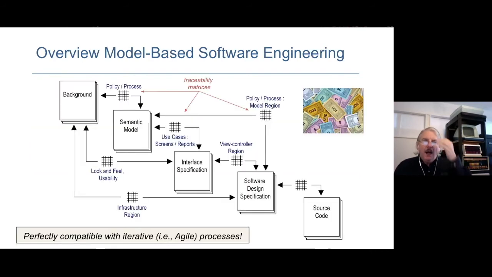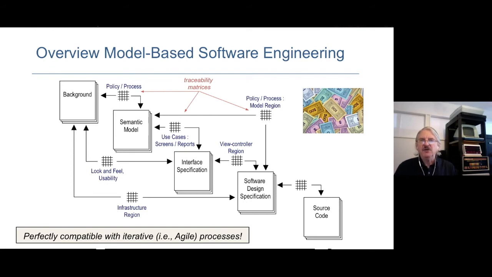Okay. And so to overview how this works out on real projects, the background is just setting the whole context for the thing that's being built. The semantic model is the policies and the processes. The interface specification is the definition of user interfaces and APIs and ICDs and things like that. The software design specification is what gets us into code, and of course the code being the actual mapping itself.